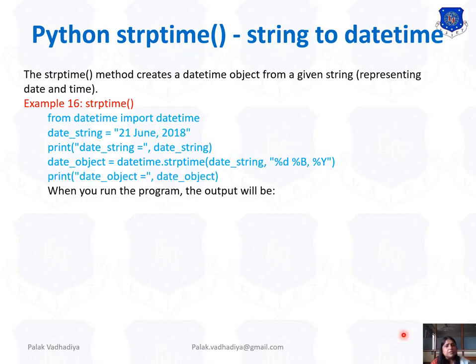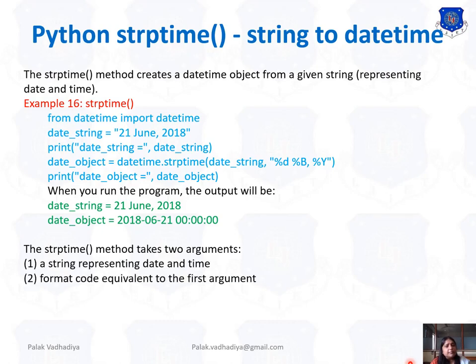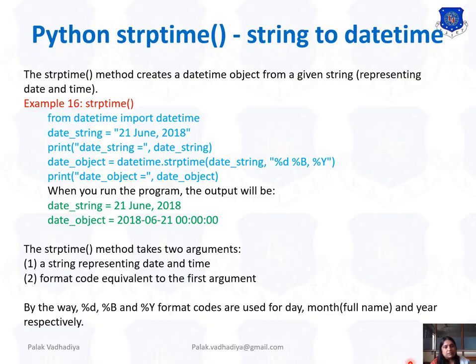And I want to print this object. So first of all this date string, because I printed this date string, and then it is like our date object. So it's like year, then month, and then date, and time is 000, because we have not specified any time. Now the strptime method takes two arguments: the string representing the date and time, and the format code equivalent to the first argument.